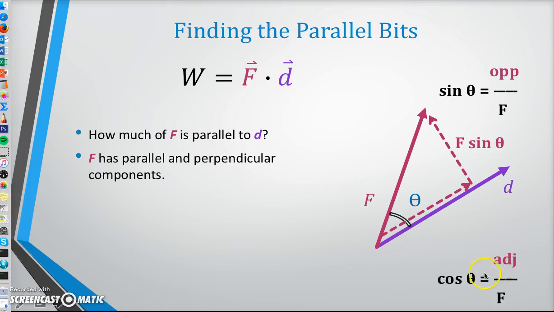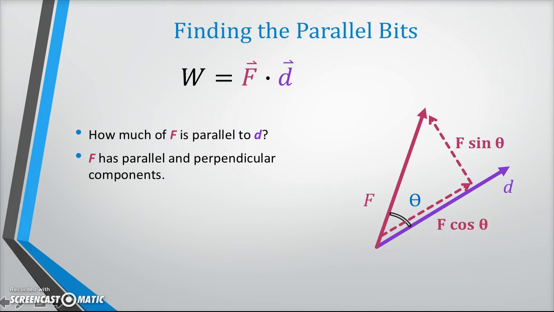The parallel component is the adjacent side on your right triangle over here. Adjacent goes with cosine. Multiply both sides by f. Write down the formula for the parallel component when you have it. Press play when you're ready. If you got the parallel component of f cosine theta, you are good to go.